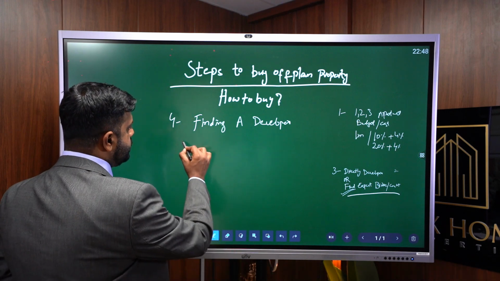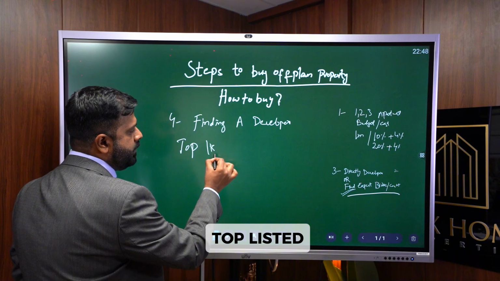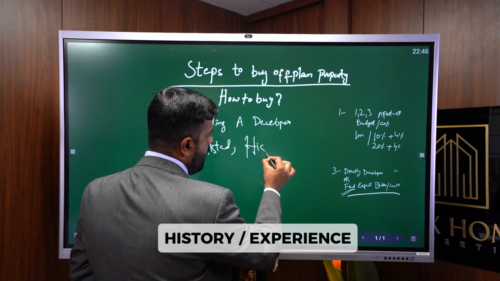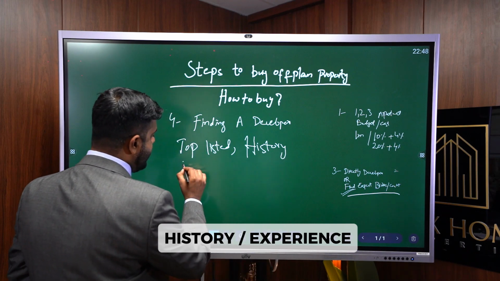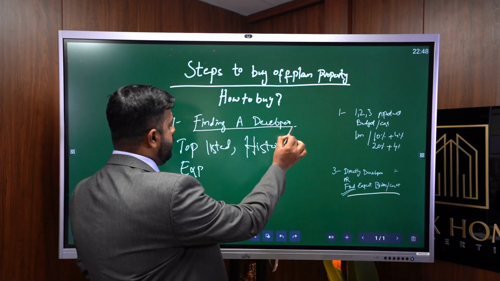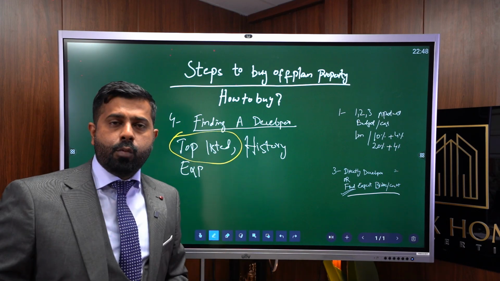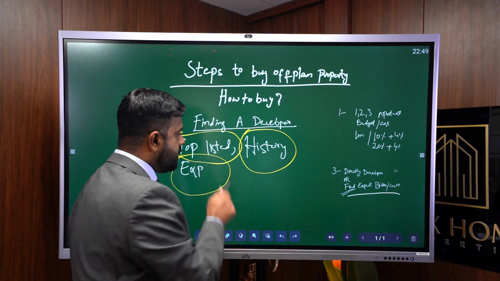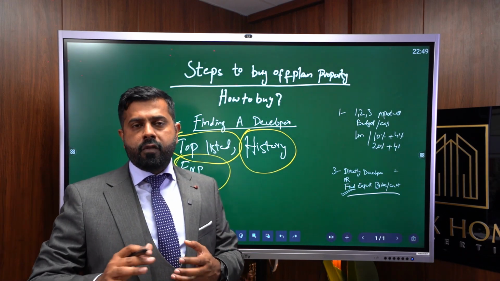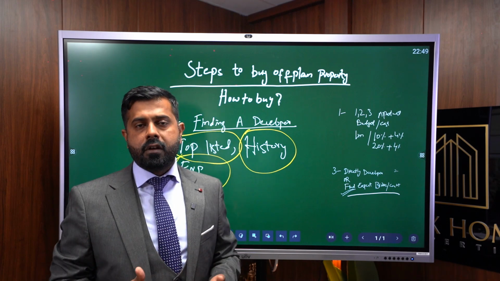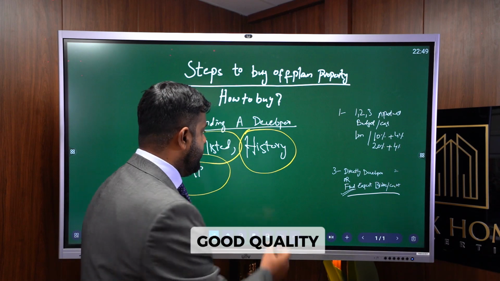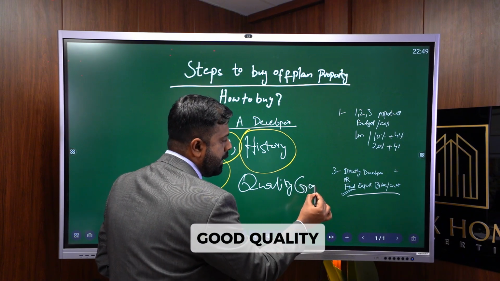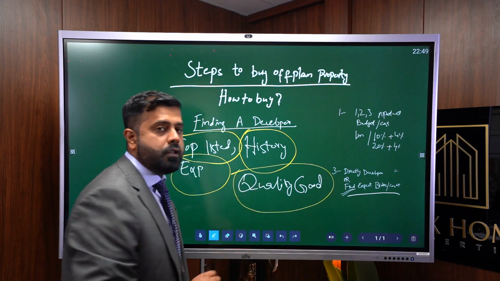The developer should be top listed in the market. They should have a history, or we can say experience. While finding a developer, we see who the top listed developers in the market are, about their history, and we should know about their experience. History and experience means they should have great experience previously of delivering projects: how many projects are delivered, and what was the quality. Quality should be good. If the developer has good quality, you should also consider that.